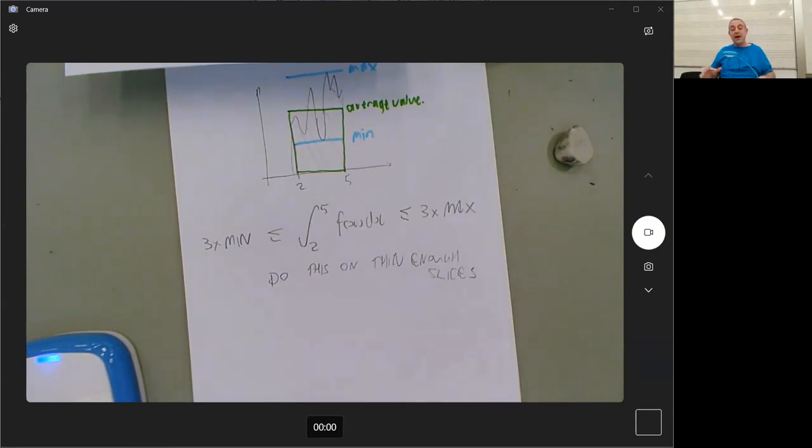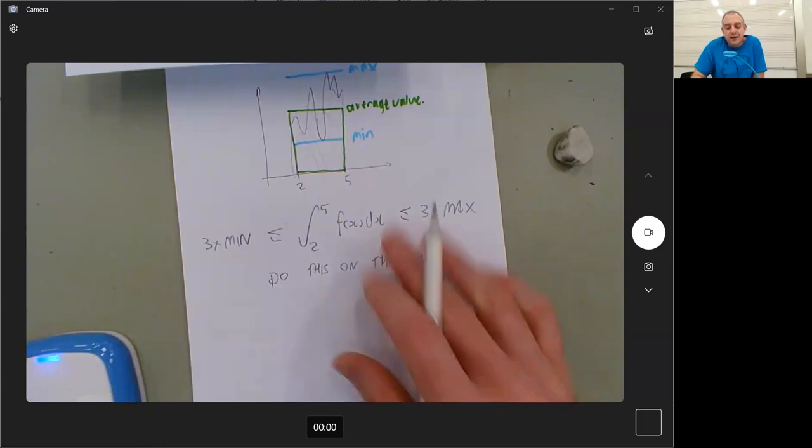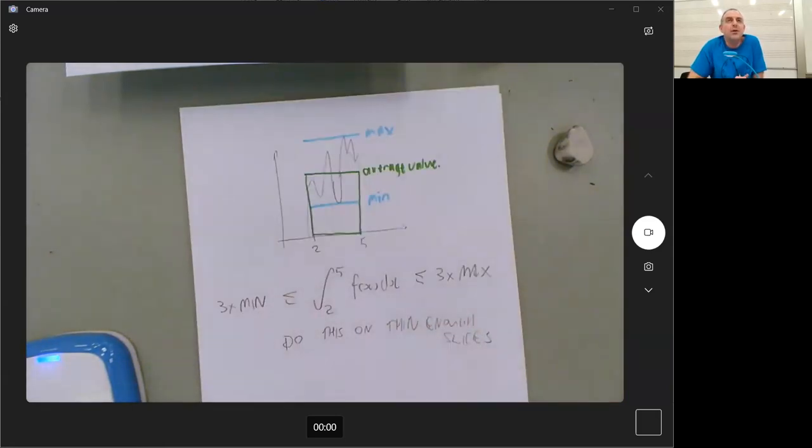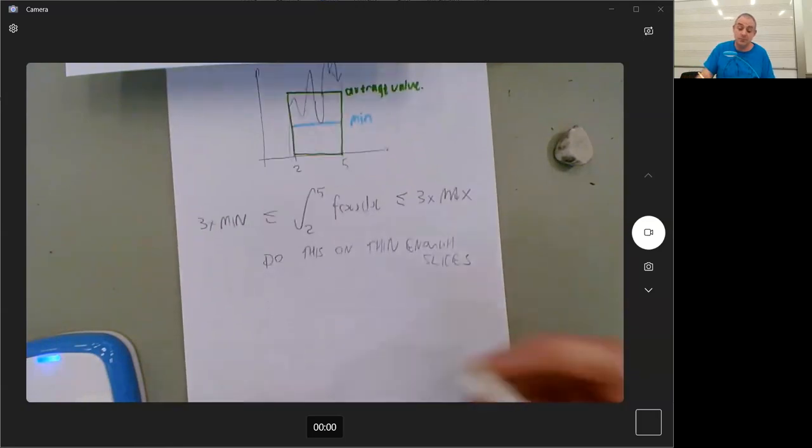So here we are. We now have an idea of what we're going to do. We're going to cut my interval into thin enough slices, which means cutting it into as many slices as we need. We're going to figure out this idea of being somewhere between the minimum and the maximum on every one of them. And I'm going to add up all of those answers, and we'll get a grand minimum and a grand maximum, and they are going to be what my integral has to be between. That's the idea. So here we go.